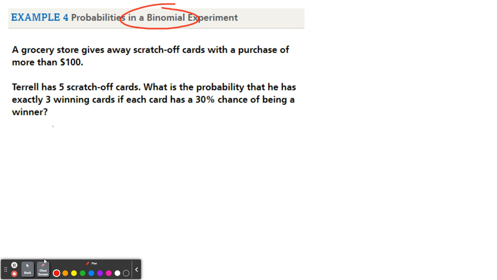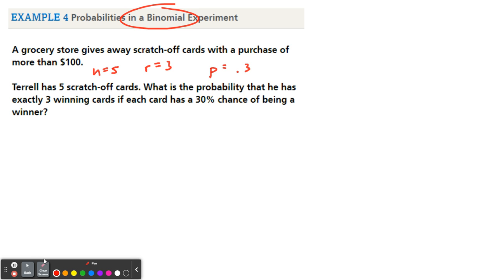So to do this problem, we need to understand what we're looking at here. We have 5 total scratch-off cards. We want 3 winners. So in this problem, our n value is going to be 5, and our r value is going to be 3. And each card has a 30% chance of being a winner, so that is our probability of success. That's our p-value, 0.3 or 0.30. Okay, so now let's work this out.